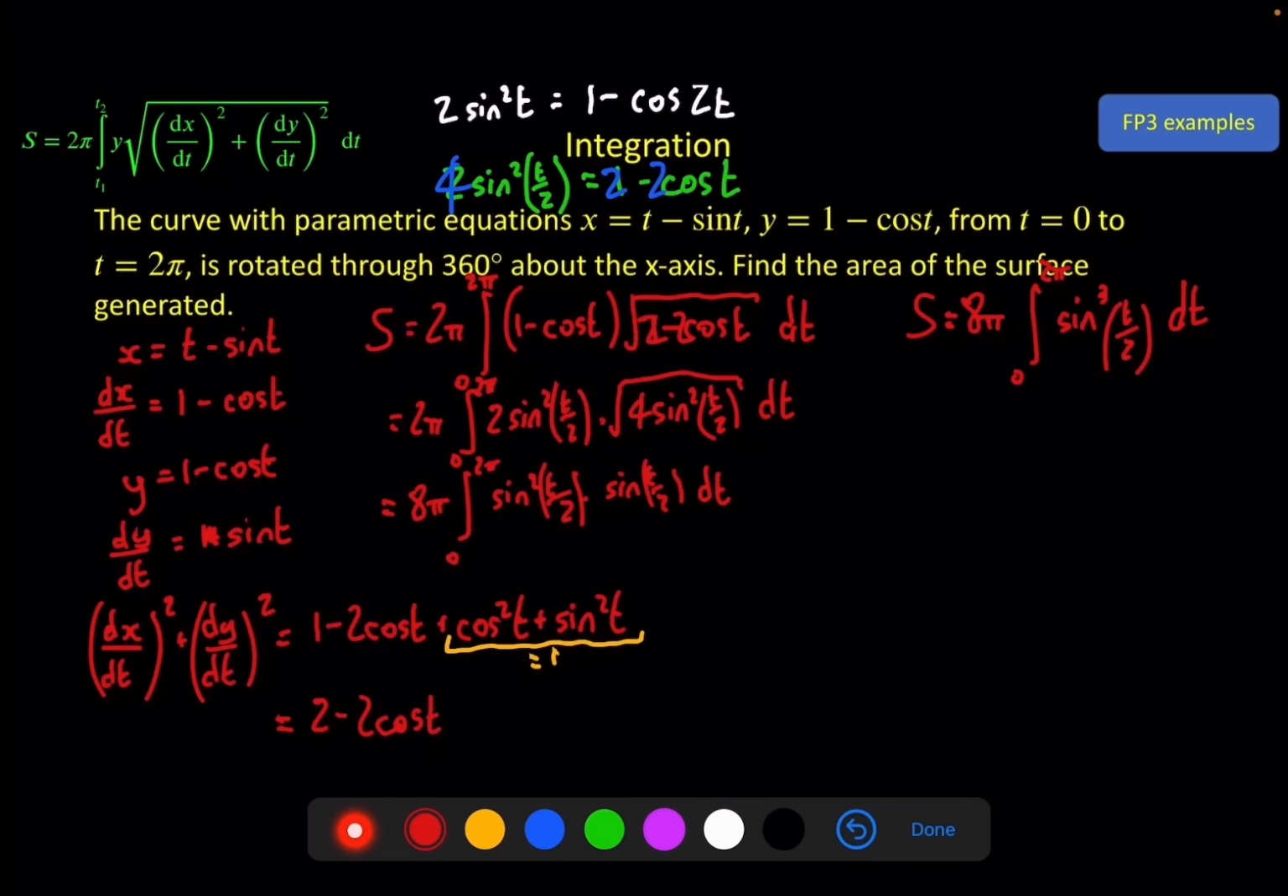And yes, this will use one of our FP3 integration techniques, because we've seen so far in the chapter an example like this, where we said small odd powers of sine or cosine can be integrated by splitting it into an even power and a single, and then using the cos squared sine squared identity. So let me walk you through that.